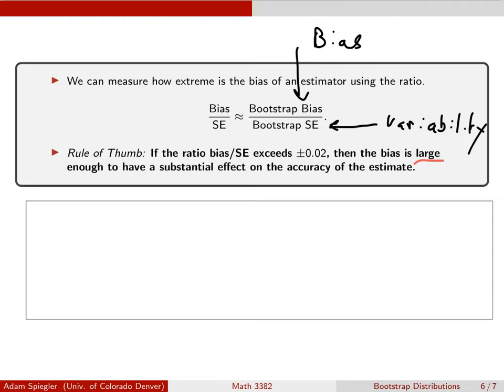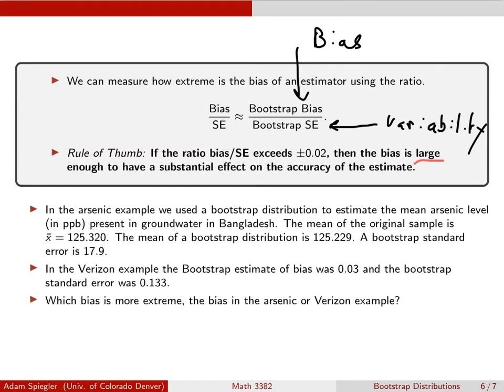So let's take a look at an example and maybe see why we might want to compare ratios instead of just thinking about the bias in absolute terms. So here are two examples that we've looked at so far, amongst many others. One of them is this Verizon example, and the other was a sample of groundwater samples taken in Bangladesh, and we calculated what the mean arsenic level was in the groundwater in Bangladesh. At least we used a bootstrap distribution to come up with a confidence interval estimate for the mean amount of arsenic in the groundwater in Bangladesh.